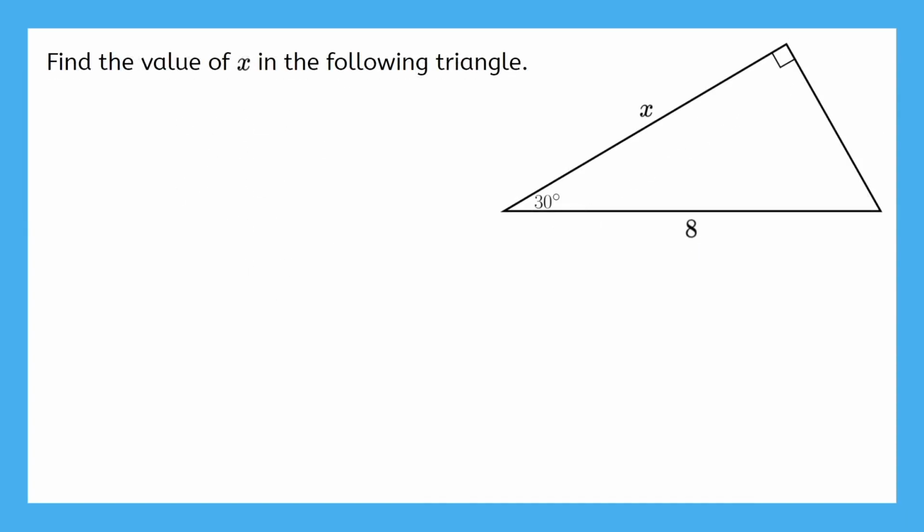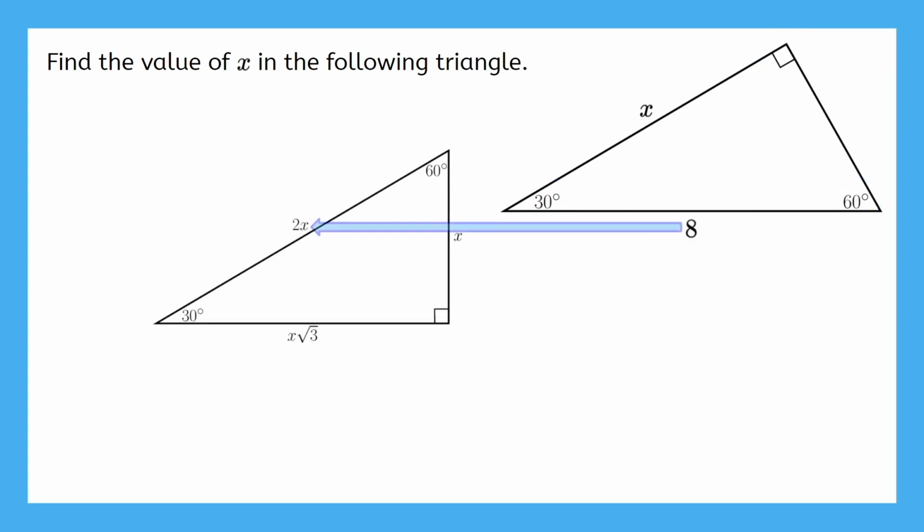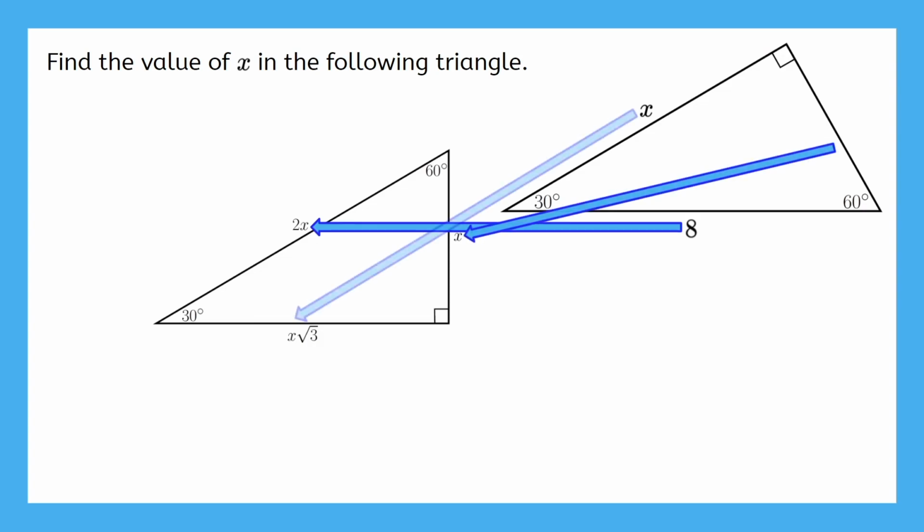For a first example, find the value of x in the following triangle. Just like earlier, we're missing an angle. If there's a right angle and either a 30 or 60 degree angle, then we get a 30, 60, 90 triangle, since the angles of a triangle always add to 180 degrees. Let's take a look at our chart from the previous slide. We'll match our hypotenuse to the hypotenuse on the chart, our short leg to the short leg on the chart, and our long leg to the long leg on the chart.